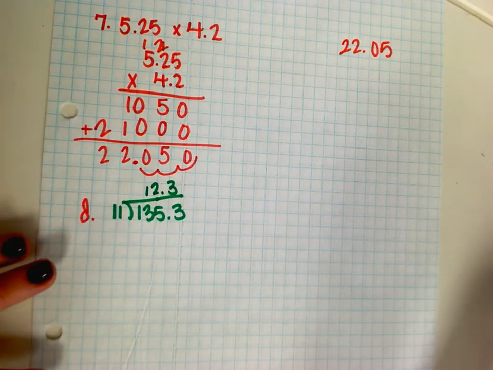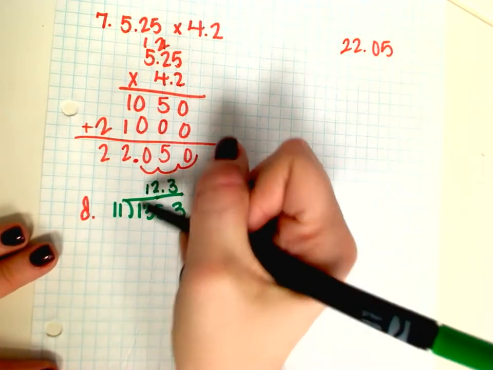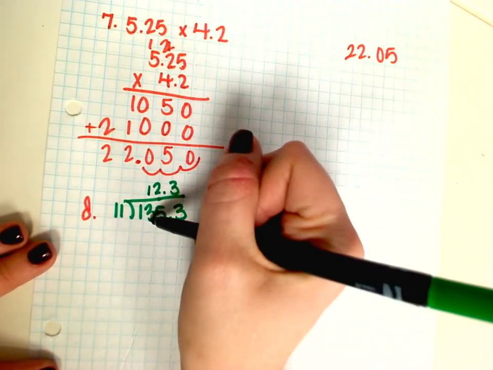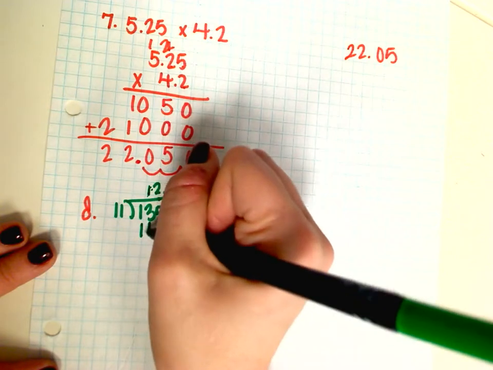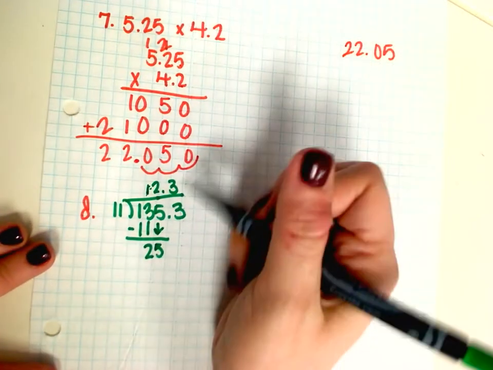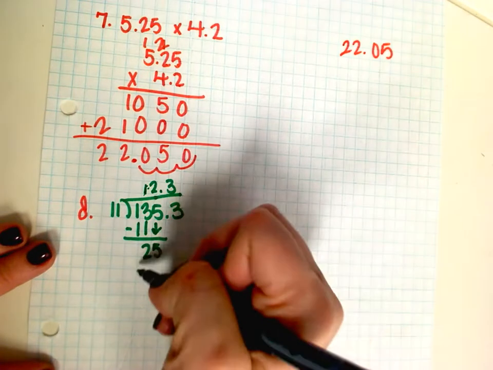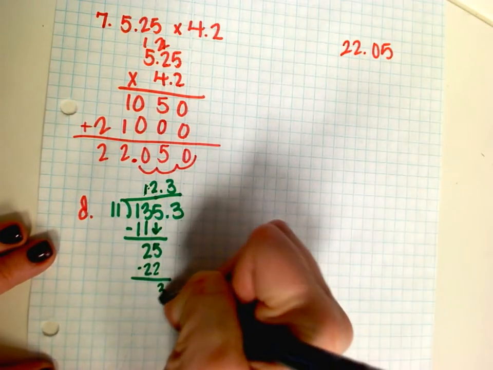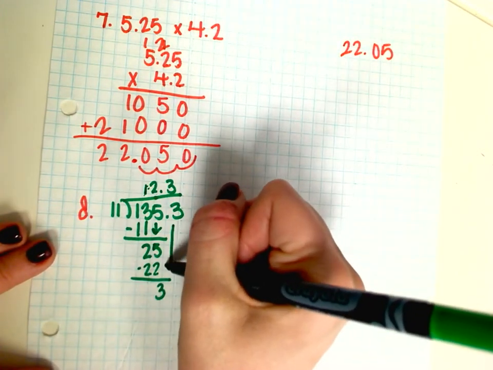12 and 3/10. So we did 1 times, so how many times can 11 go into 13? 1. 1 times 11 is 11. Subtract, we get 2. Bring down the 5. How many times can 11 go into 25? 2. 2 times 11 is 22. Minus, we get 3. Bring down.